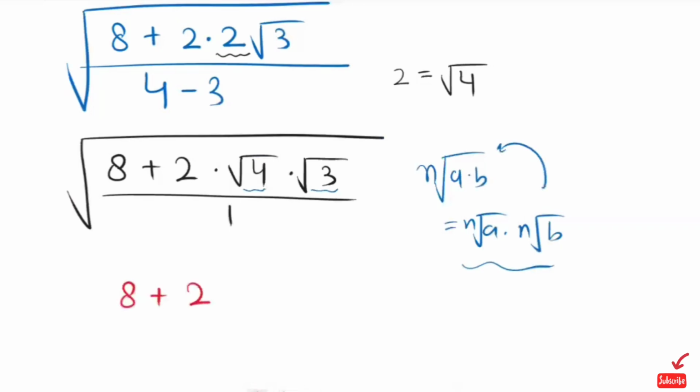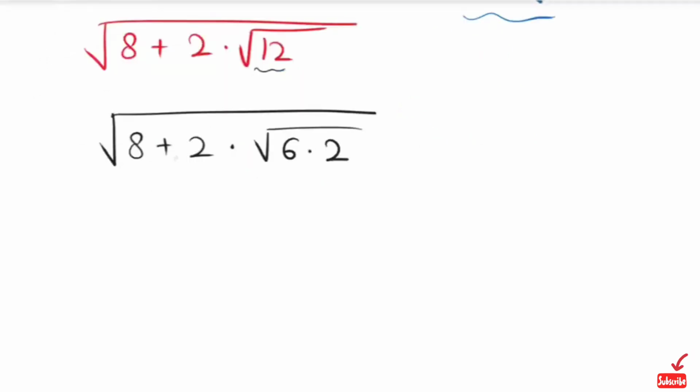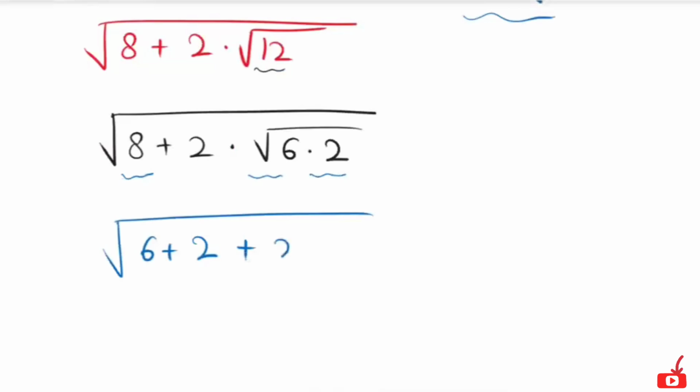8 plus 2 times root of this 4 times 3, which gives us 12. This is now under the root. Next, I am going to split this 12: 8 plus 2 times root of 6 times 2, and this is under the root. Now, in the next step, I am going to write 8 in the form 6 plus 2, and write root 6 and root 2 separately. So this will turn to 6 plus 2 plus 2 root 6 times root 2.